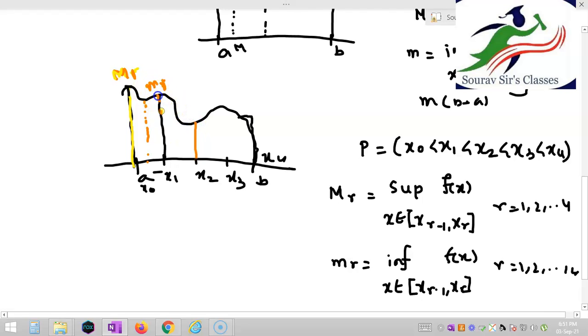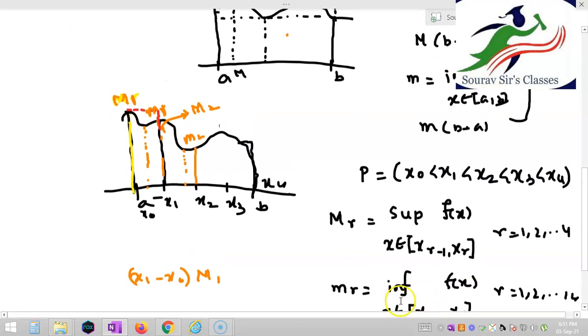And this is our capital M2. This is our small m2. Okay. Now if we multiply this capital M1 with the length of this interval x0 to x1, that is x1 minus x0, with capital M1, then we will get the area of this rectangle, right?